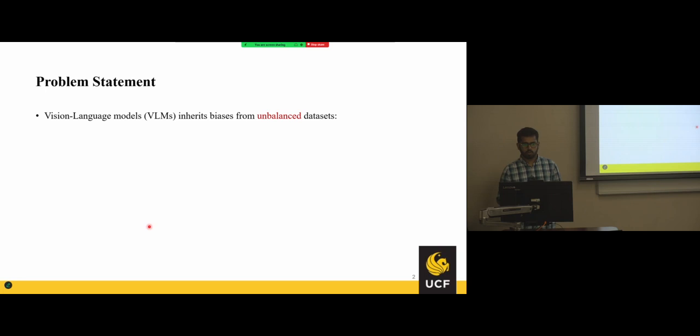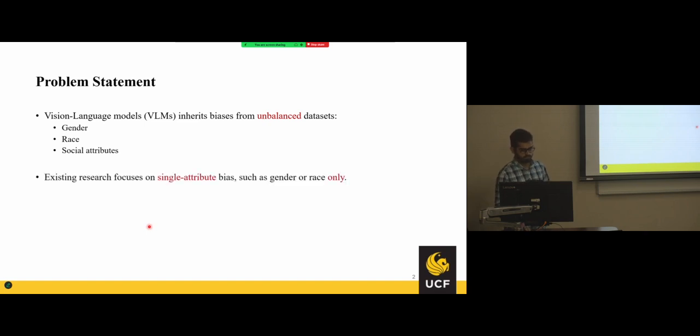Vision language models, or what we call VLMs, have some inherent biases that often come from the training data set they have been trained on. These biases can be social bias, stereotype bias, or some other sorts of bias. But they often come from the unbalanced data sets they've been trained on. Some examples are gender, race, and some other social attributes that can contribute to stereotype biases.